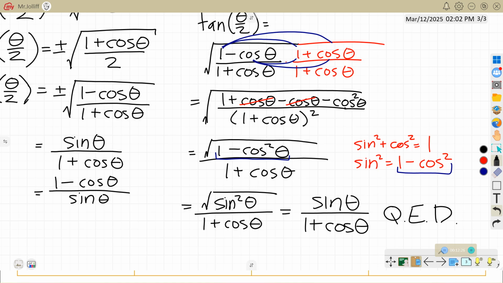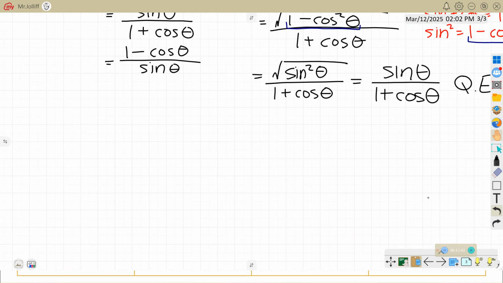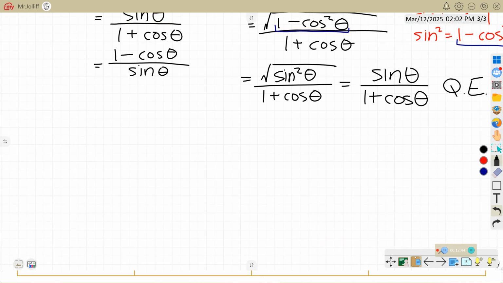Okay, so we know what the half-angle formulas are. We know kind of where they came from. Let's use them in 2 examples to see what they look like in practice. It's gonna be okay. I promise. It gets better. It will get better. First example.